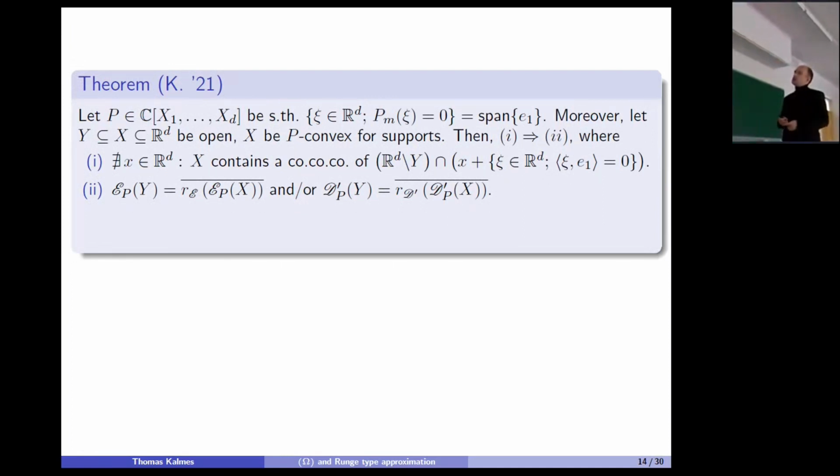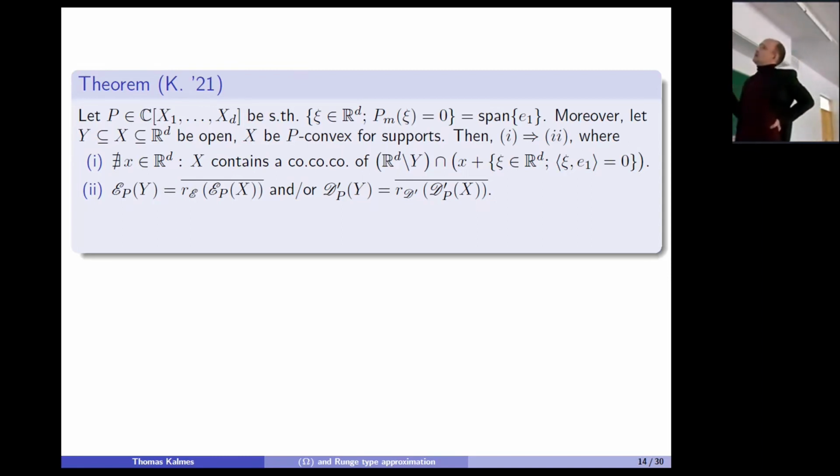Okay, let's consider a second class of polynomials, respectively operators, where we have a characterization or a sufficient condition for this dense range property. Assume that our polynomial P is such that the zeros of the principal part are spanned by E1. So the zero set, since Pm is homogeneous of degree m, is always a cone. So with xi, every multiple of xi belongs to it. So effectively, this says that there is only one direction where the principal part vanishes.